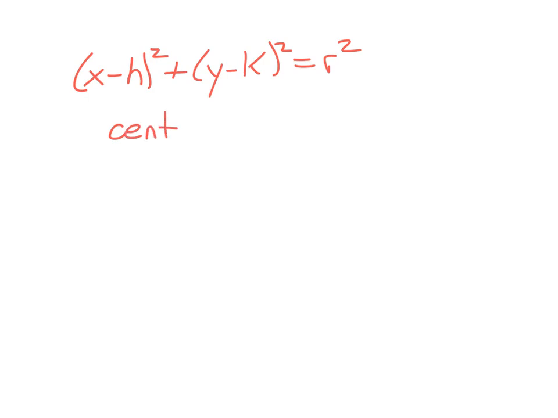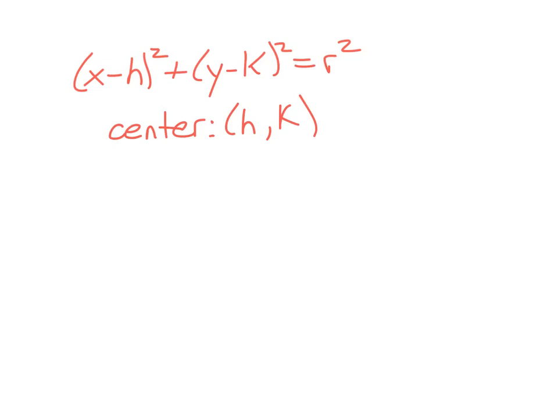It tells you the location of the center, and that's going to be at (h, k). Now, if you're looking closely, you notice that it's subtraction here, but positive here, right? Subtraction here, but positive here. So it always switches your value when you do the center. Is that okay?